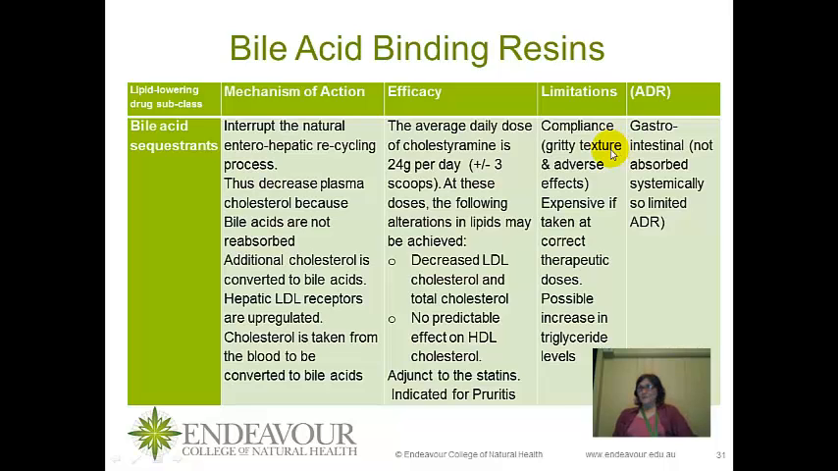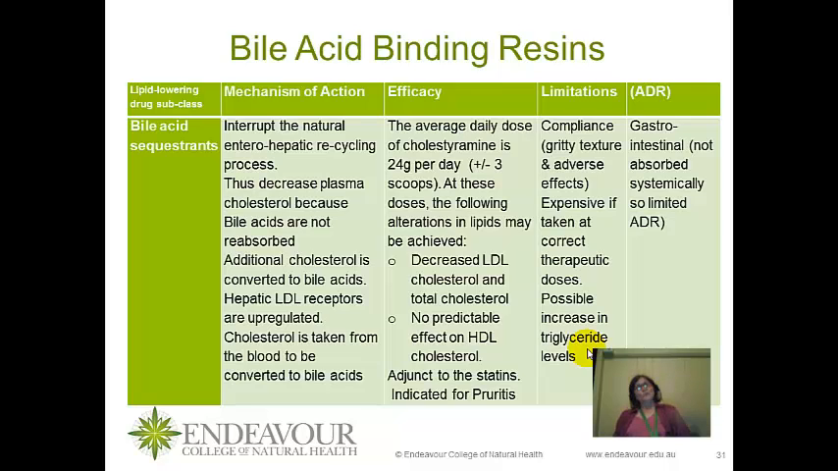One of the limitations is that gritty texture. People are then less likely to take that medication, a term compliance. If taken at the therapeutic doses, it can be very expensive therapy given that it is a preventative. There is also the possibility in some people that there will be an increase in triglyceride levels.